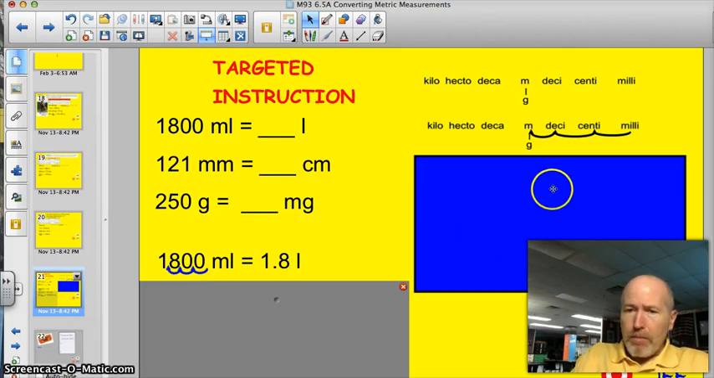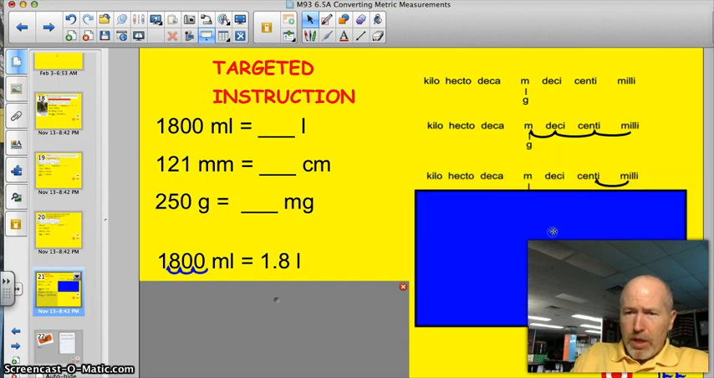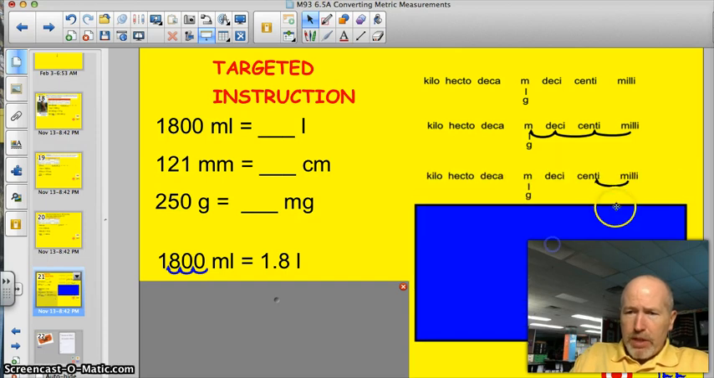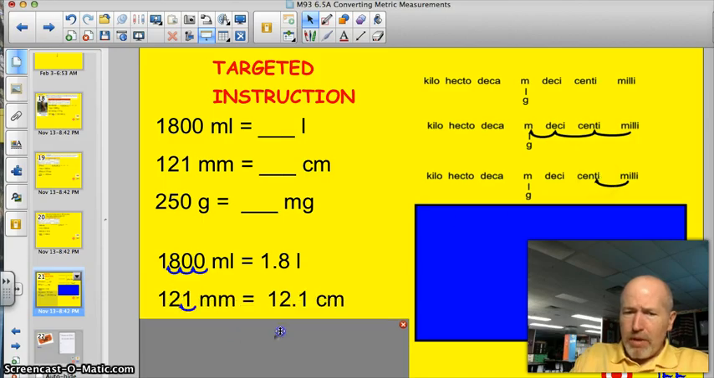Good job. All right, the next one, 122 millimeters. So I'm here at millimeters, and I'm going to go to centimeters. Well, I'm just going to go 1 spot, millimeters to centimeters. I am moving to the left, so 121 millimeters becomes, move it 1 spot to the left, 12.1 centimeters.